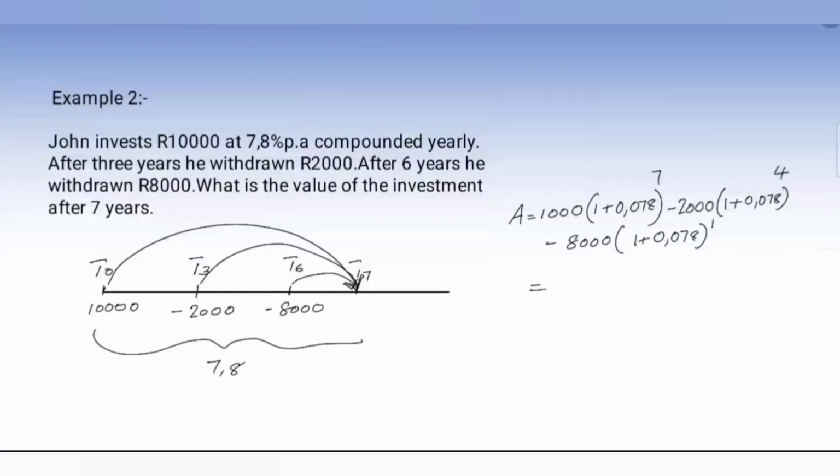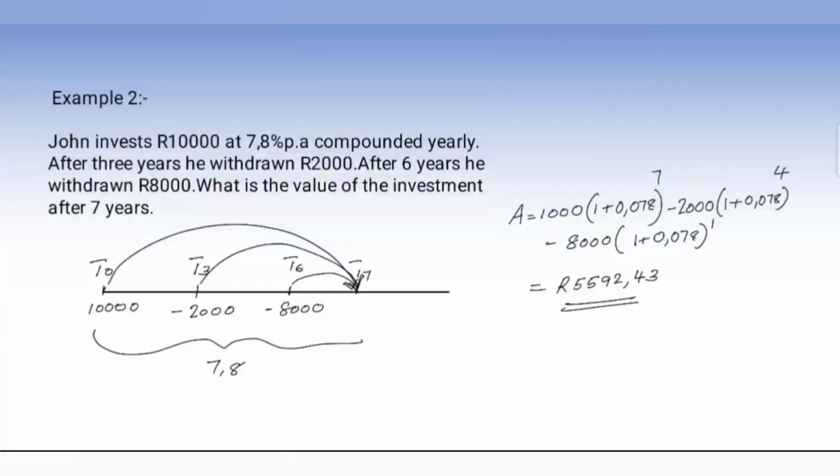The answer is going to be 5,592 rand. 5,592.43. So this is the answer. We are done. Easily we can get it, though this type of question carries 5 to 6 marks, but just apply this method, you will get the entire marks. So it's very simple. I hope you are enjoying the video.